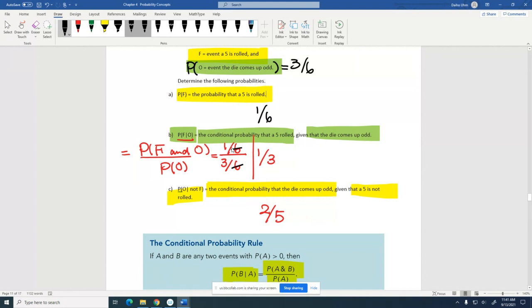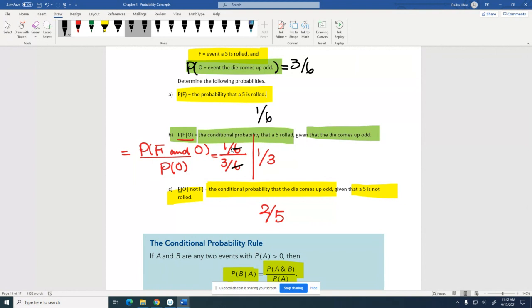Always, we can cancel out the denominators, because the top one, F and O, is a joint probability, and the one below, the denominator, is the marginal probability. The joint probability and marginal probability are both based on the same sample space. So always we can cancel out the denominators. Then the fraction will be 1/3.